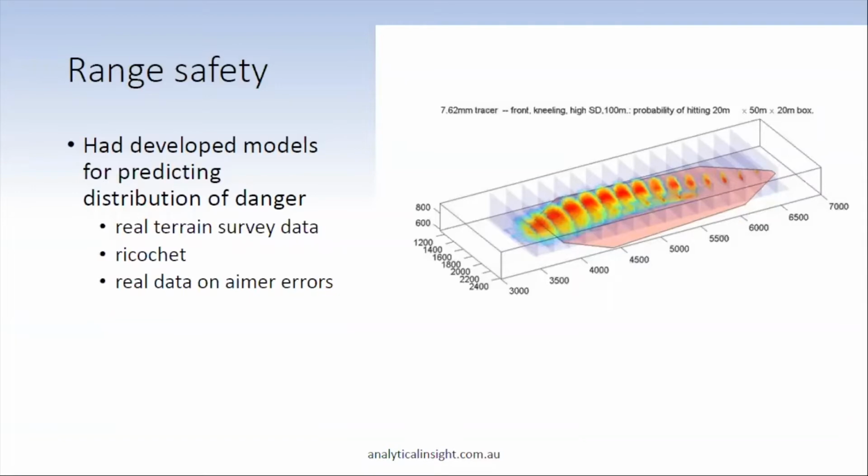Here, at this end, is somebody firing, kneeling, shooting at a target 100 meters away with a larger value of the standard deviation of the aimer errors. This is a simulation. And we just sliced it so you can see the progress of the bullets through the air above the range. And this was a question about a range at Majura, which is close to Canberra Airport. And the question was, could airplanes fly over it? Was it safe? The answer is no.